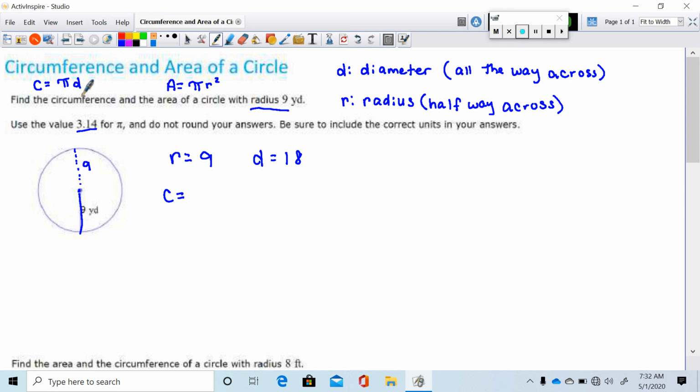Circumference is pi times the diameter. So 3.14 times 18, and it says don't round. So 3.14 times 18 is 56.52, and we're talking about yards here.